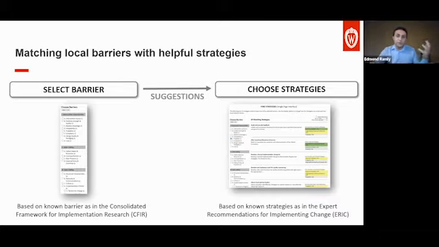And CIFR in its first iteration is 39 constructs. There's been a mapping study published in 2019 by Waltz and colleagues that mapped CIFR and ERIC to each other. And this is right now the backbone of the Agile platform. There actually is an Excel spreadsheet that these authors have put out on cifrguide.org that you can use as well.